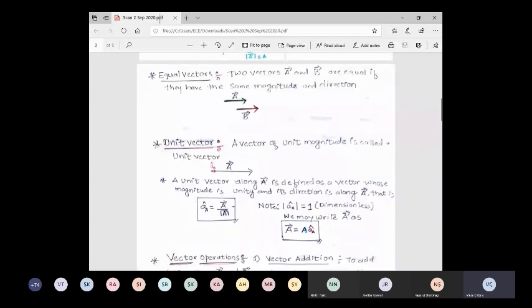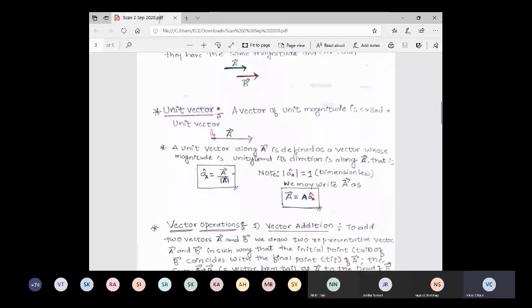So this is very important. A vector of unit magnitude is called as unit vector. Say for example, I have a vector A here, and for this vector A, I need to define unit vector. So what I do is, I write it mathematically as vector A divided by its magnitude. A unit vector along A is defined as a vector whose magnitude is unity and its direction is along A, and we represent a unit vector with a cap.